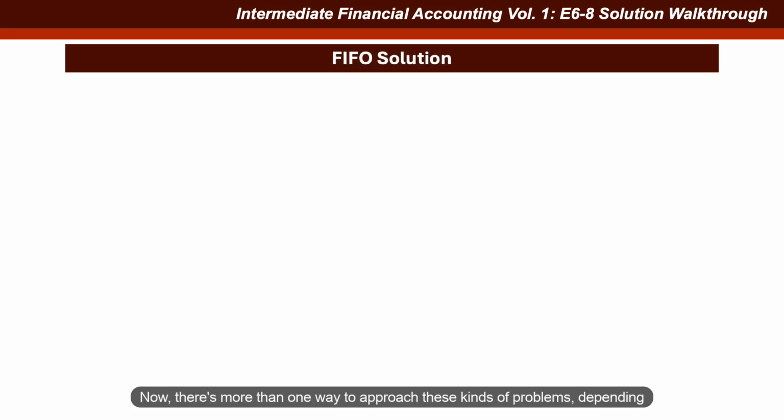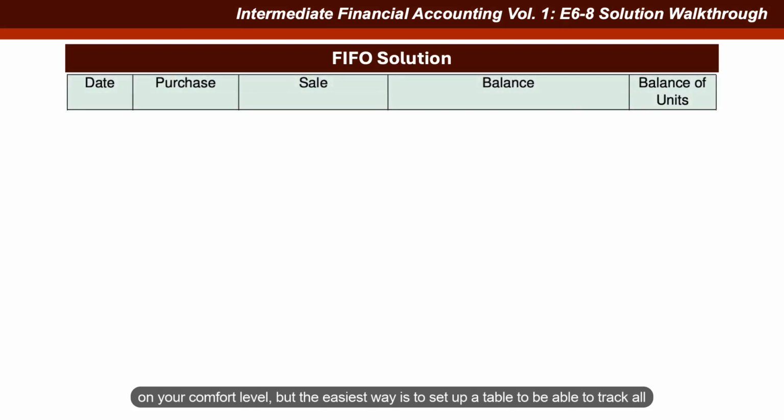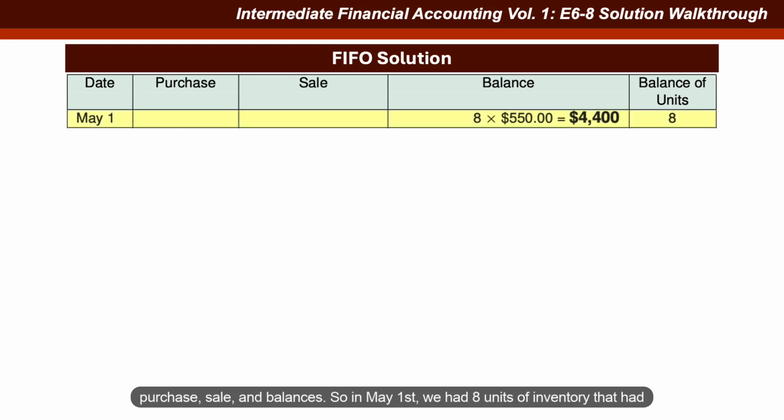Now, there's more than one way to approach these kinds of problems depending on your comfort level, but the easiest way is to set up a table to be able to track all of the purchases and sales. And our table typically includes columns for the date, purchase, sale, and balances. So on May 1st, we had 8 units in inventory that had a cost associated with them of $550. So that means the dollar value of the 8 units in inventory is $4,400.